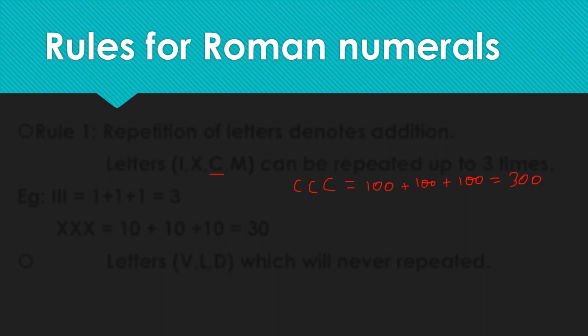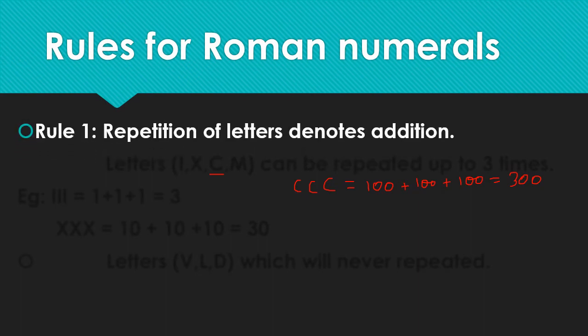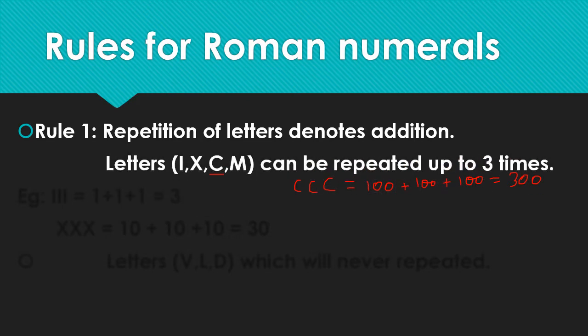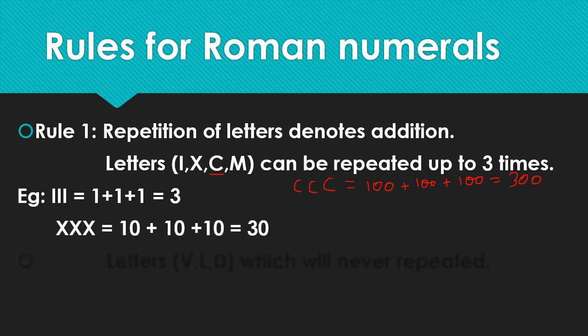Rules for Roman numerals. Rule 1: Repetition of letters denotes addition. Letters I, X, C, M can be repeated up to 3 times. Example: the symbol I stands for 1, so 1 plus 1 plus 1 is equal to 3. Then X stands for the number 10, so 10 plus 10 plus 10 is 30.